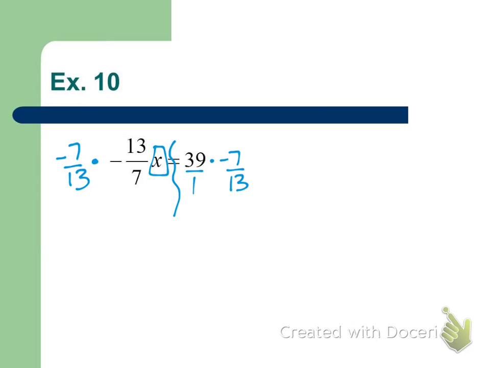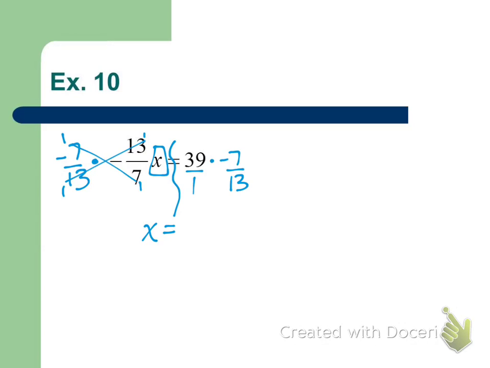The 39 can go over 1. On the left-hand side, a negative times a negative ends up positive. Those 7's reduce to 1's. The 13's reduce to 1's. So we're left with x. So the left side is just x.